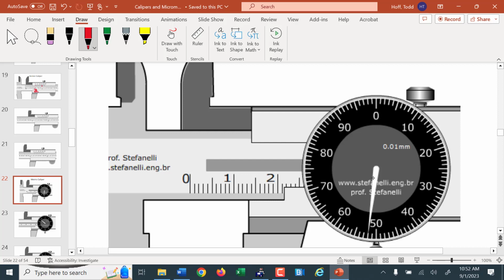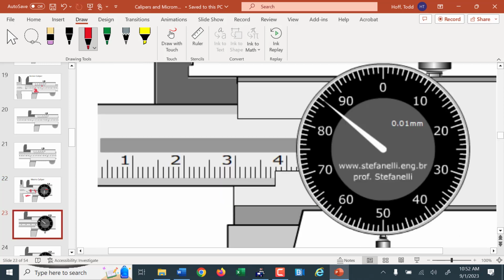Here, this is metric. For this one, you have to be a little careful because this one, it is 1 centimeter, but the dial is in millimeters. So you have to read that as 10 millimeters. This would be 20 millimeters. So this is 21 millimeters. 21 point, what's the dial reading? 5.2, so 21.52 millimeters. So what's this one reading?